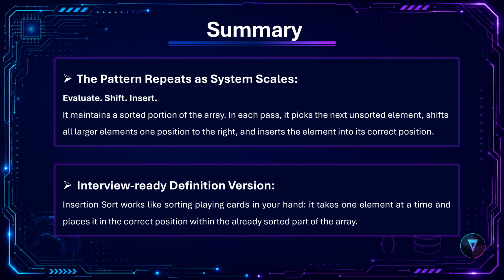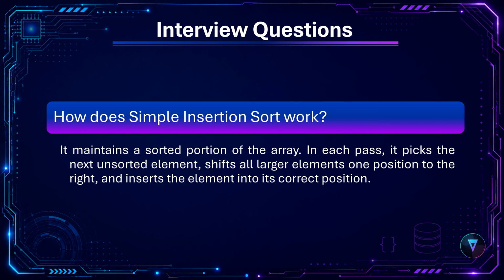Before we go, let's do a quick interview lightning round. 3 questions that almost always show up. Question number 1. How does simple insertion sort work? Easy. It maintains a sorted portion of the array. In each pass, it picks the next unsorted element, shifts all larger elements one position to the right, and inserts the element into its correct position.